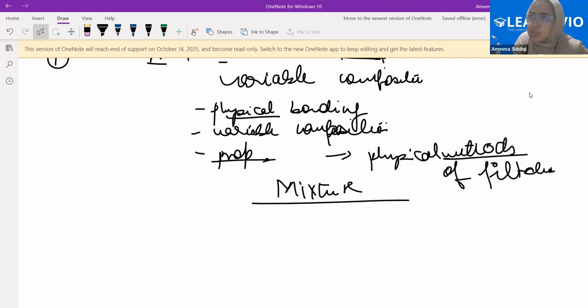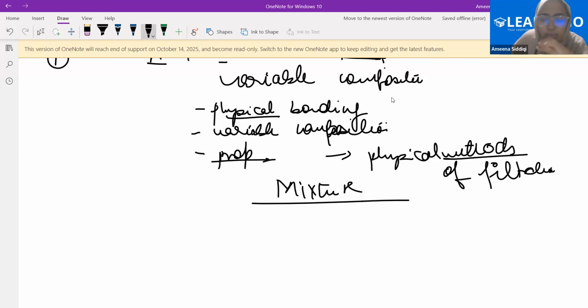Example. Let's suppose salt and water mixed together cannot be separated out by filtration. I think you were asking this point, right? Yes, ma'am. They cannot be separated out using filtration, but they can be separated by evaporation. Exactly, evaporation. So we are not saying just by filtration. I am saying by any method, but that should be physical in nature. I hope the point is clear.